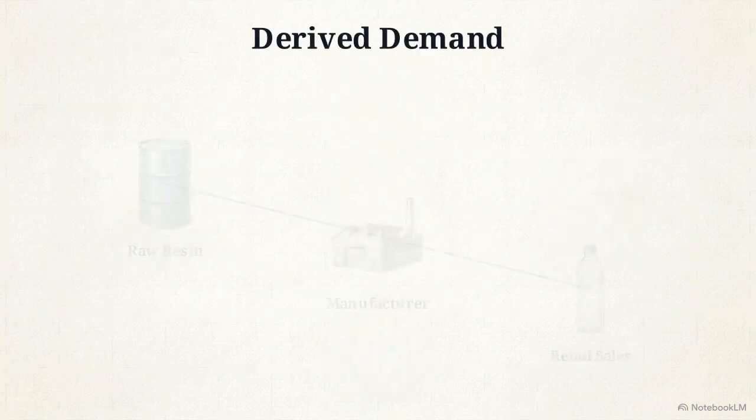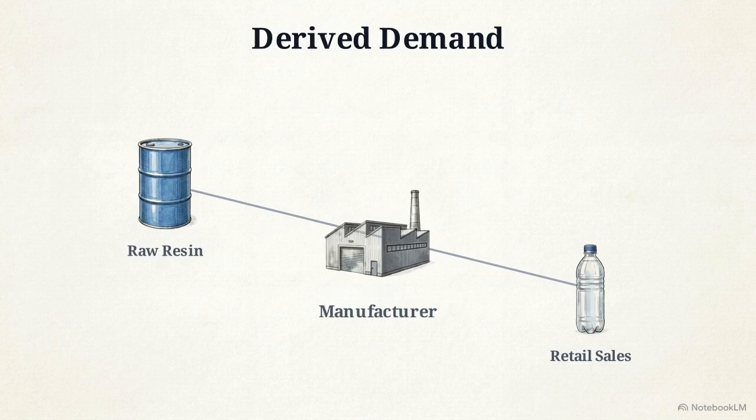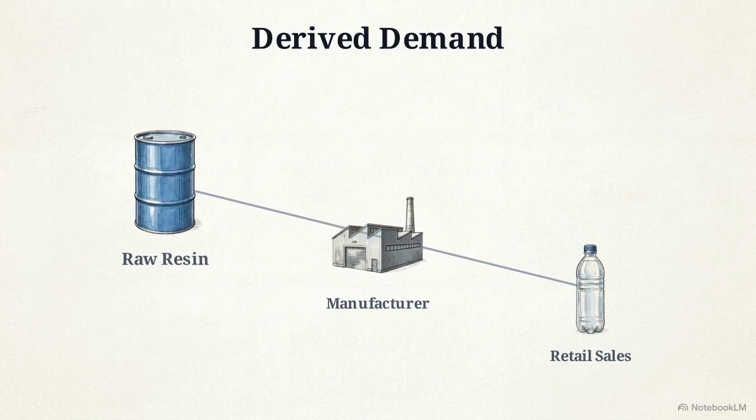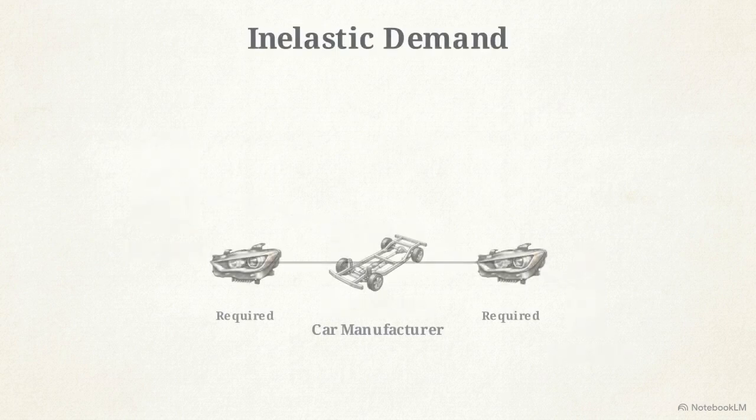Business demand is derived, meaning it is entirely dependent on downstream consumer purchasing. If retail sales of a soft drink increase, that pulse travels up the supply chain, triggering the need for a manufacturer to order more raw plastic resin. This creates inelastic demand in the short term.